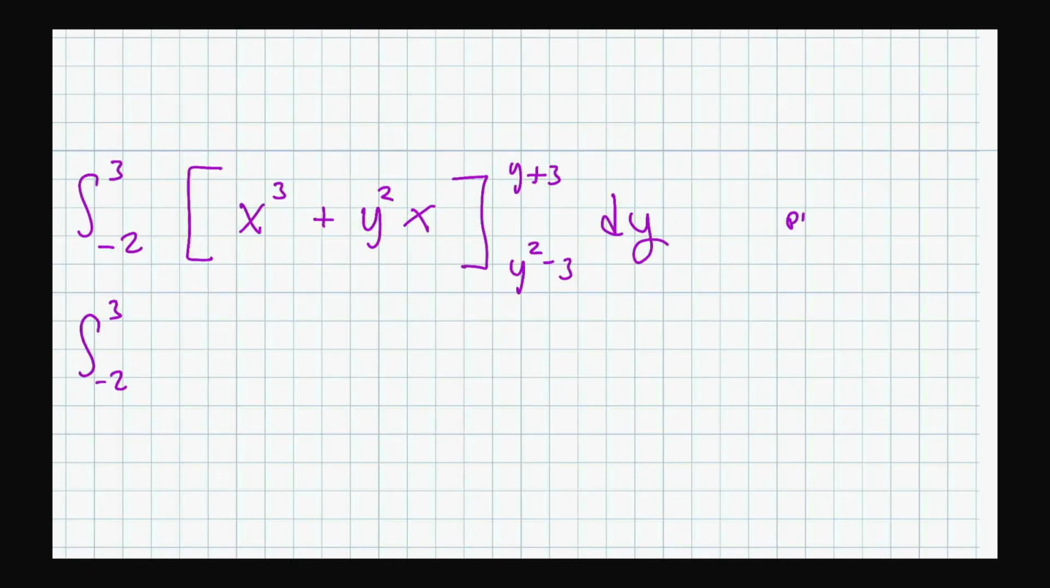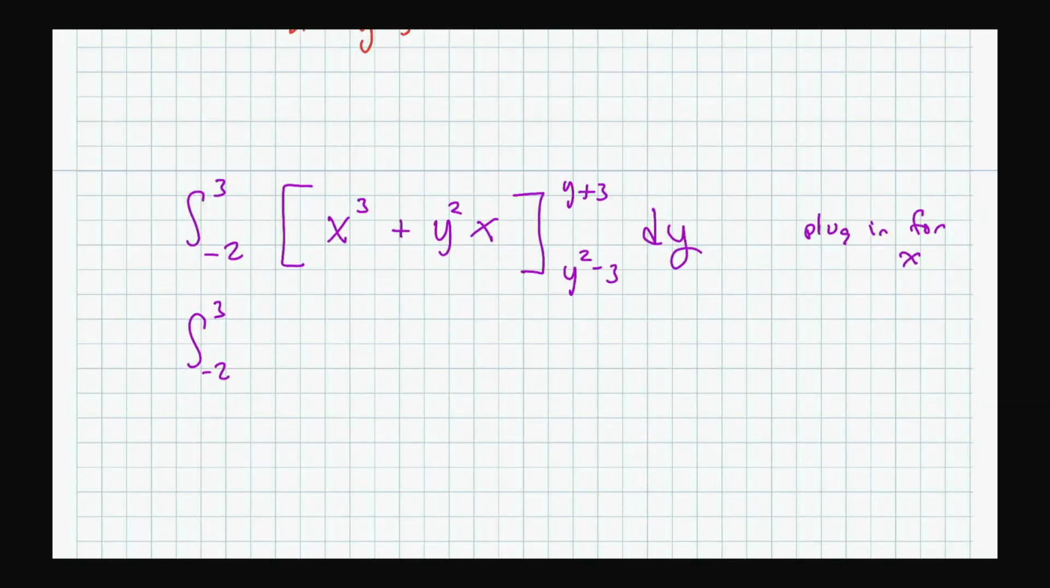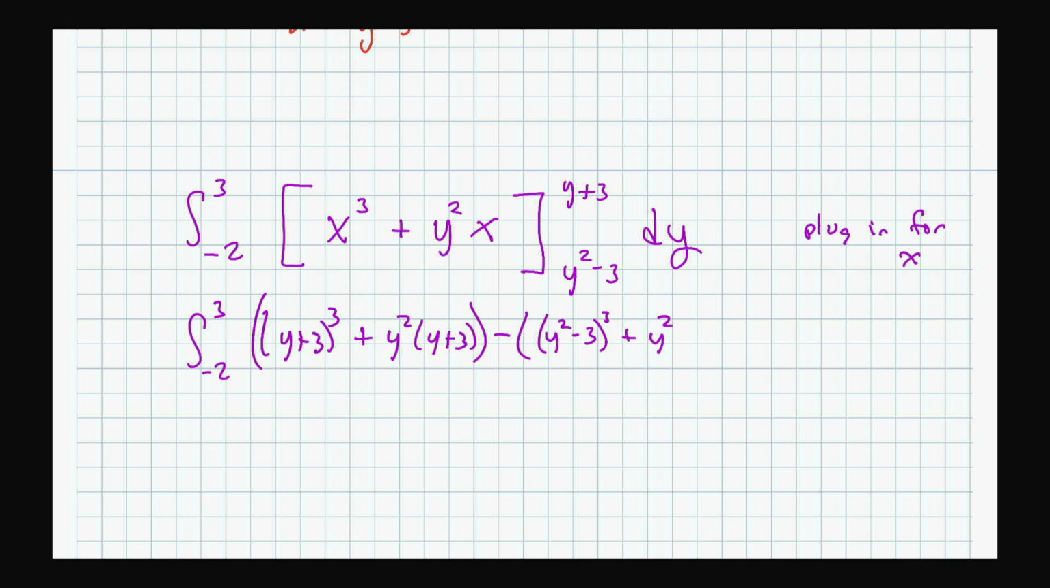So we're going to plug in for x. So we have (y plus 3) cubed plus y squared (y plus 3) minus (y squared minus 3) cubed plus y squared (y squared minus 3). Ooh, do I have enough parentheses? No. So you get something like that.